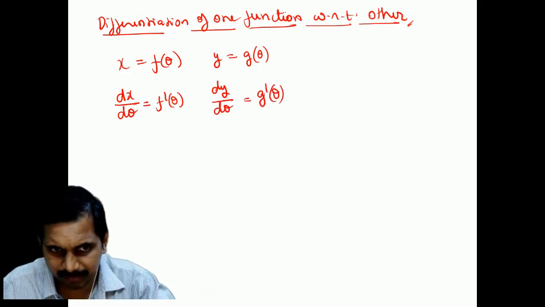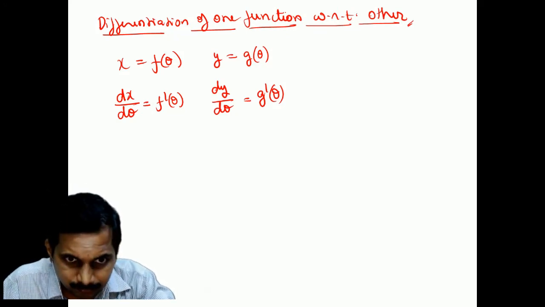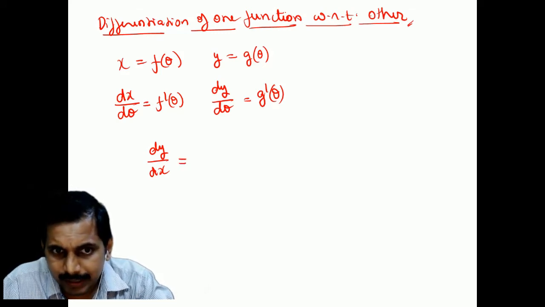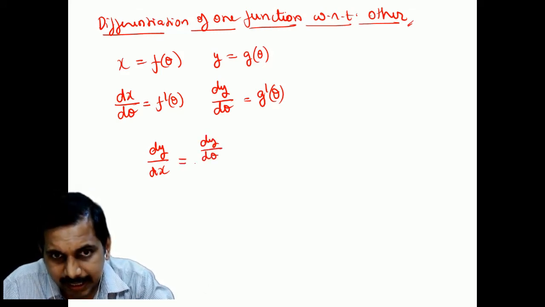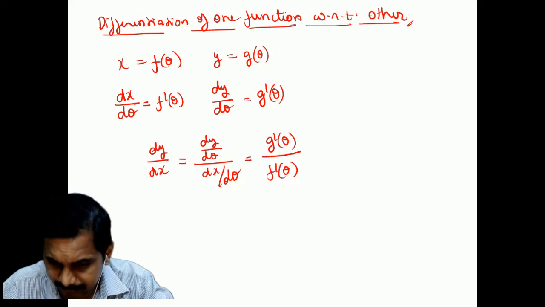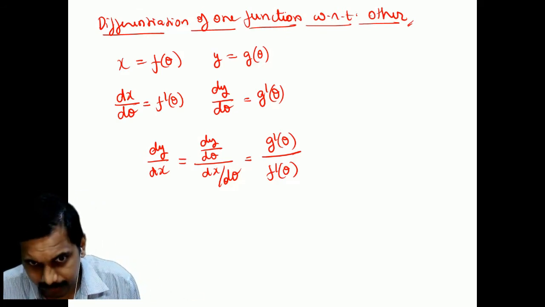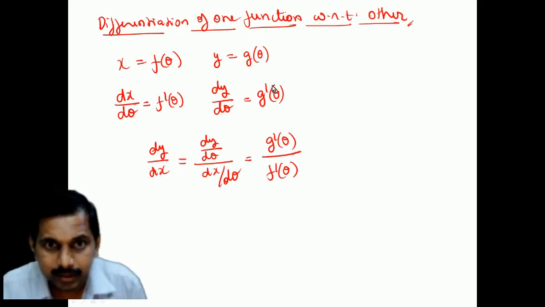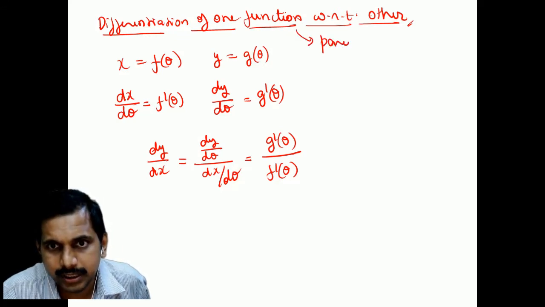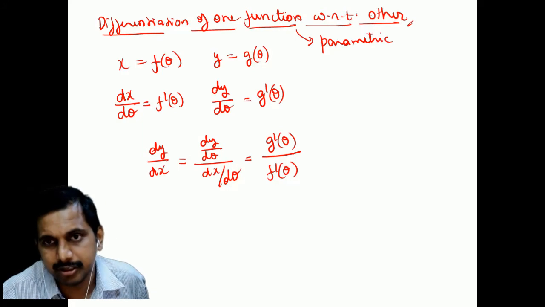This you know, students, it's not something you don't know. So now my dy by dx would be equal to dy by d theta divided by dx by d theta, and that comes out to be g dash of theta divided by f dash of theta. That's it. Nothing great in this. That is also called parametric differentiation.